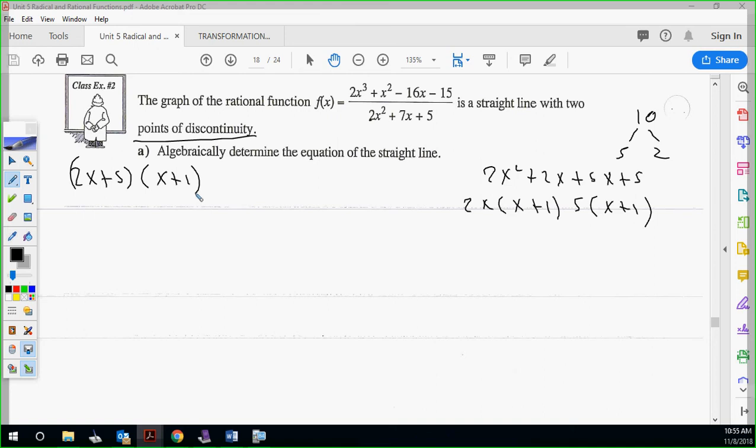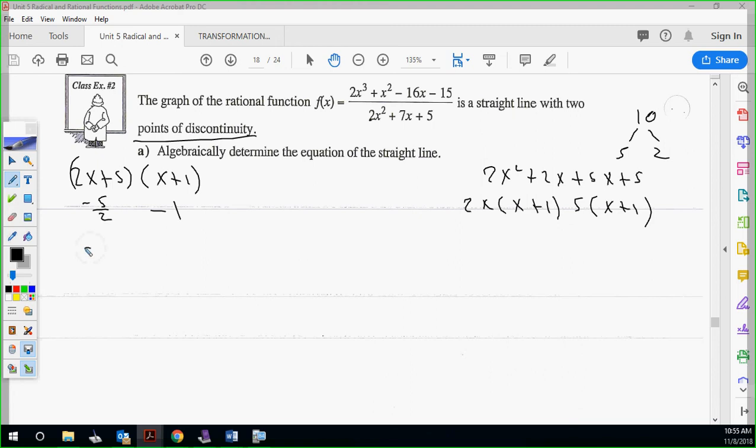Okay, those are my points of discontinuity, or excuse me, those are my discontinuous spots. We're assuming they're points of discontinuity because they said they would be. Okay, so we're going to try negative 5 halves and negative 1. Let's just do the negative 1 first, since it's easier and that's just less factors.